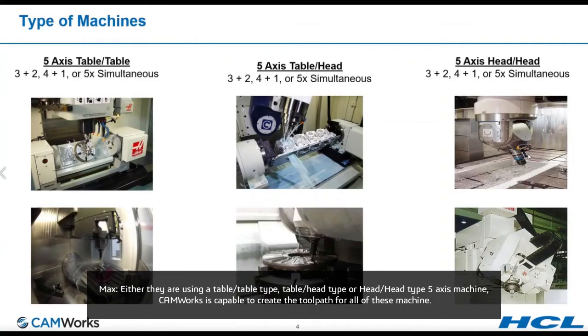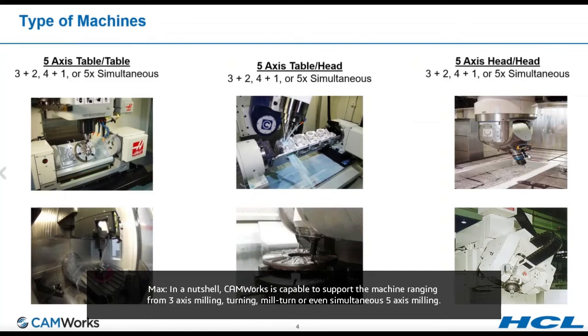Whether you are using a table-table type, table-head type, or head-head type 5-axis machine, CAMWorks is capable of creating the toolpath for all of these. In a nutshell, CAMWorks is capable of supporting machines ranging from 3-axis milling, turning, mill turn, or even simultaneous 5-axis milling.